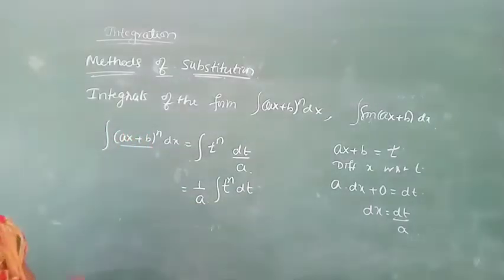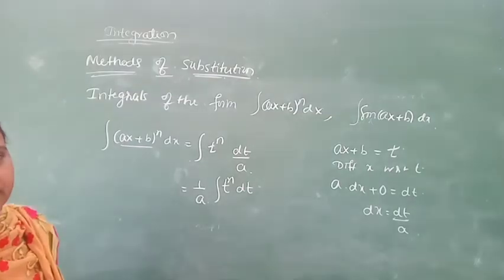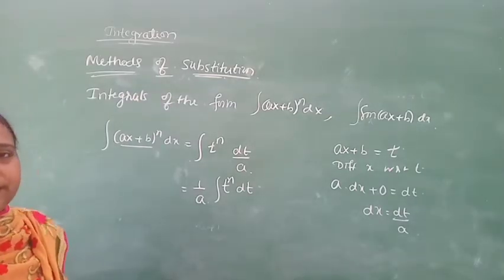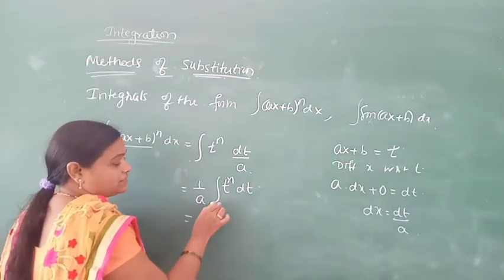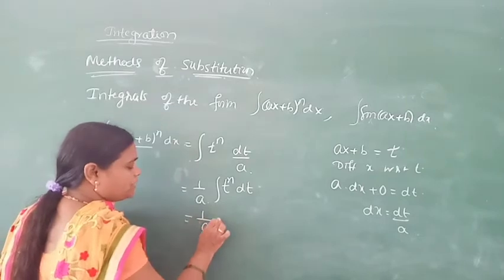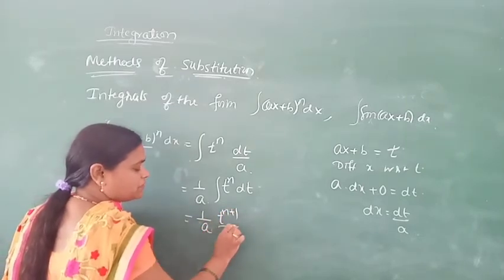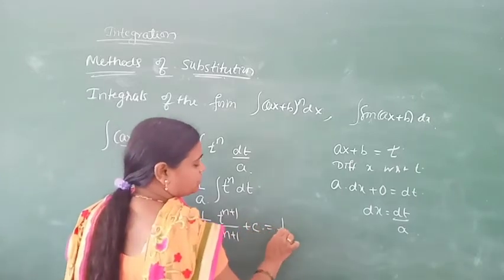Means another function exists, and that function is in the form of t. And we know that integration of x to the power n is x to the power n plus 1 by n plus 1. Instead of x here, t is given, therefore we are applying this: 1 by a, t to the power n plus 1 by n plus 1, plus c.